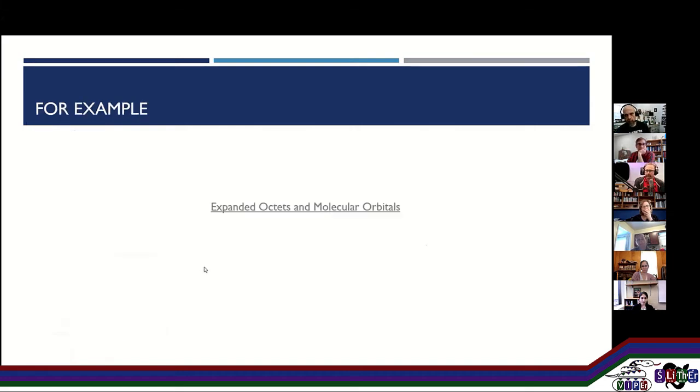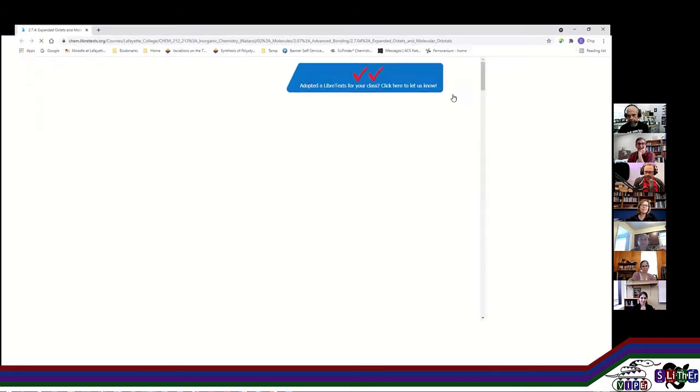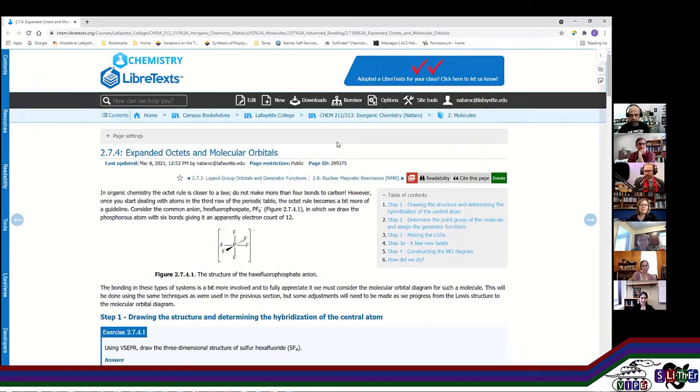So let's take a look at one of these things that I pretty much did from scratch, which is on expanded octets and molecular orbitals. And come on, Link. There you go. Ooh, fancy. Now, someone can nod for me. Am I sharing a Chrome now? Good, good, good. So here's the page I came up with for expanded octets and molecular orbitals.